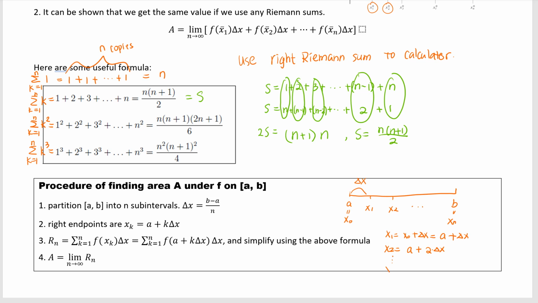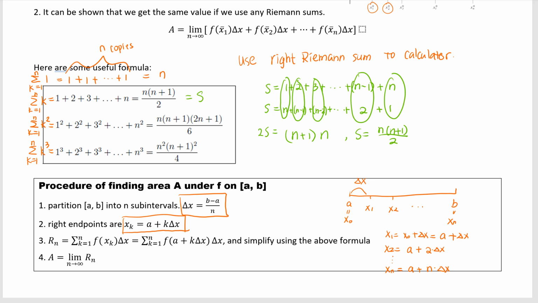So how about x sub n? Well, see, when it's 1, it's 1 delta x. If it's 2, then it's 2 times delta x. If it's n, then this is n times delta x. That's why for all the right endpoints, x sub k is a plus k copies of delta x. Okay, so keep that in mind.